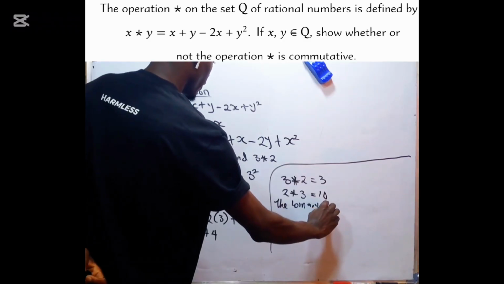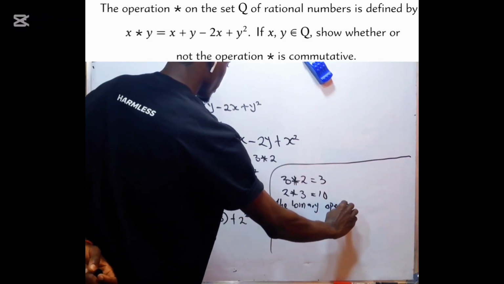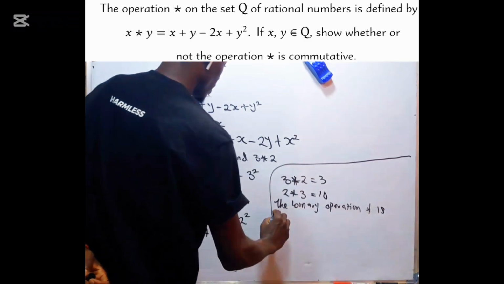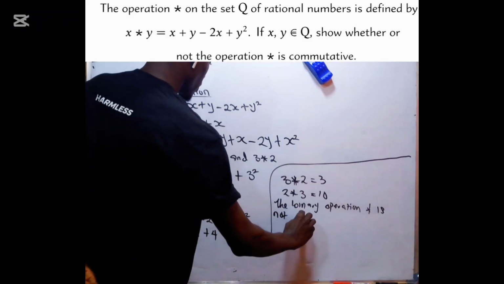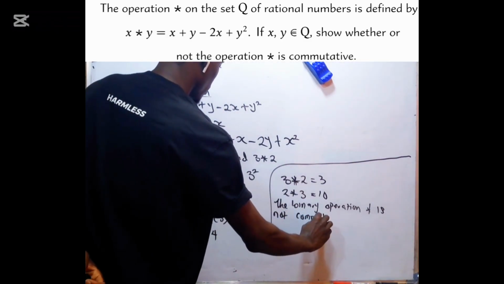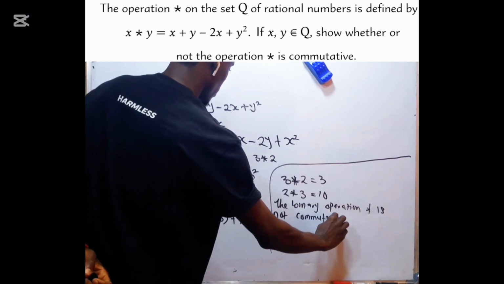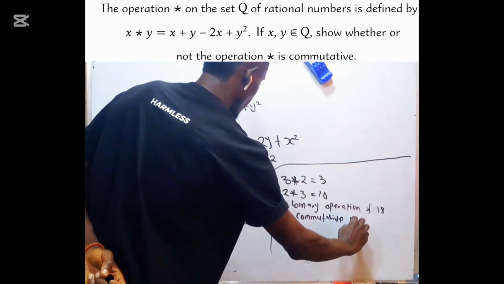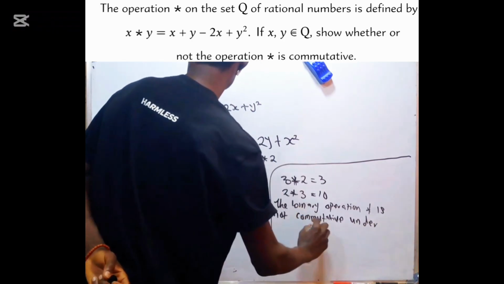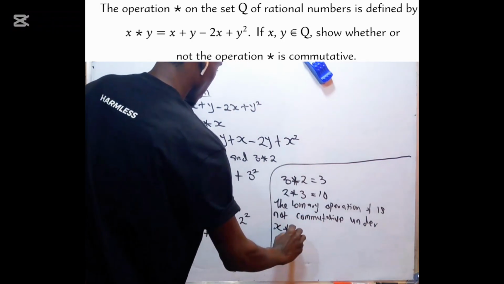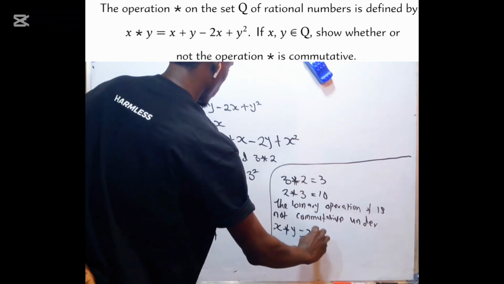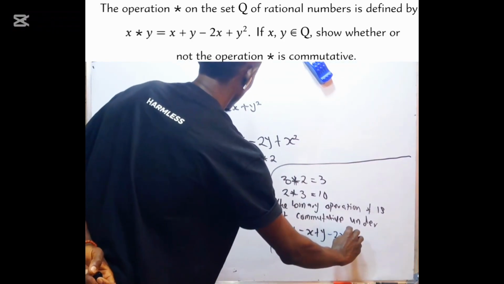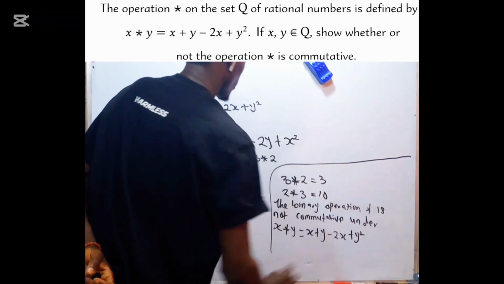The binary operation asterisk is not commutative under x asterisk y equals x plus y minus 2x plus y squared.